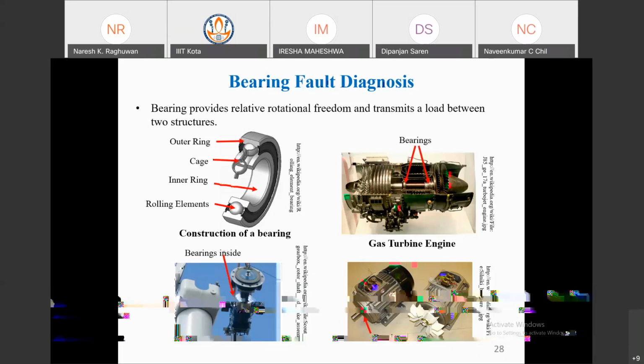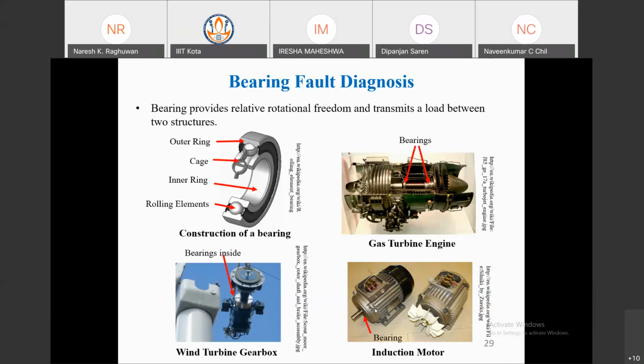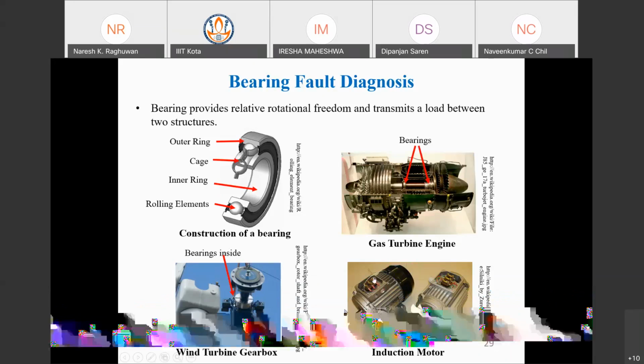Outer ring and case, inner ring and rolling element. These are the small elements. In this outer ring, inner ring and case, between them the balls are inserted. Number of balls are there, and these are some applications where you can use the bearings.